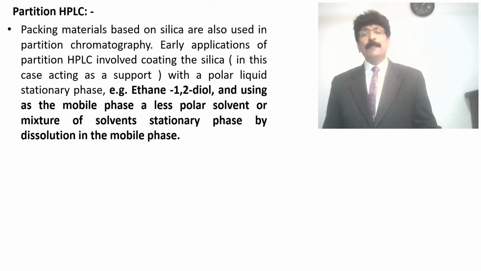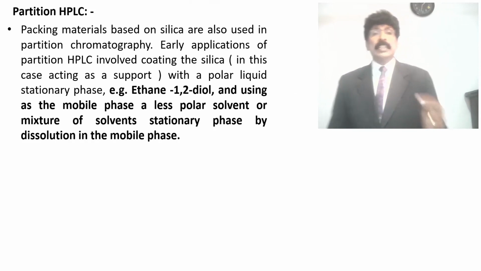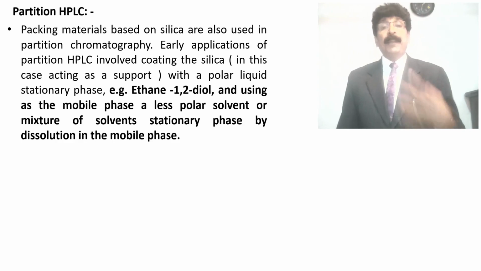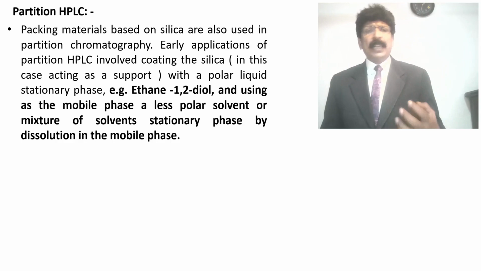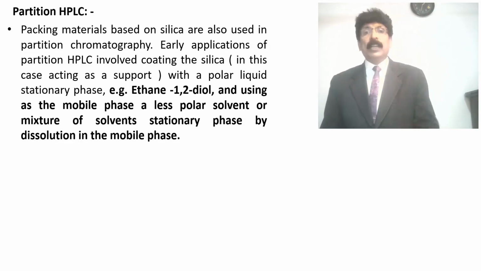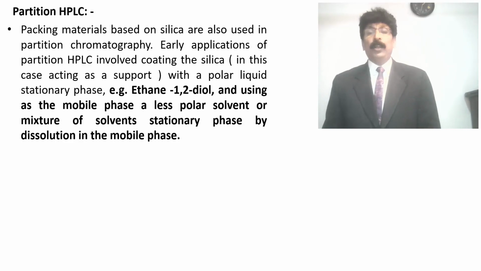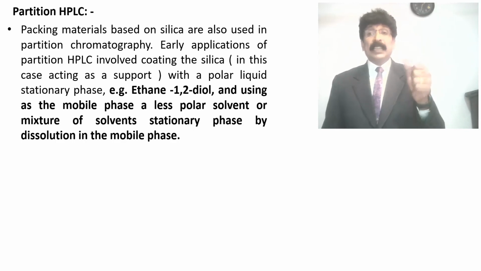Partition HPLC: packing material based on silica is also used as a partition chromatography. In the earlier application, that means the initial stage of chromatography in the 1960s, partition chromatography in HPLC involved coating the silica gel in the column. In this case, the silica gel acts as a solid support for the liquid to hold a polar liquid as a stationary phase.